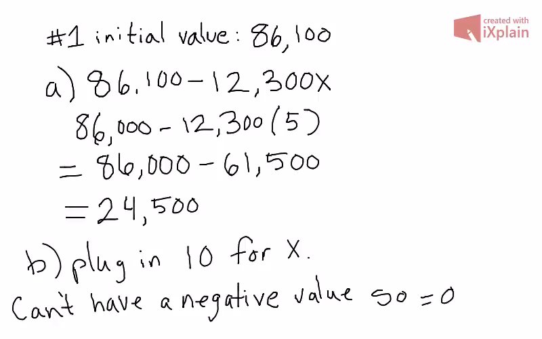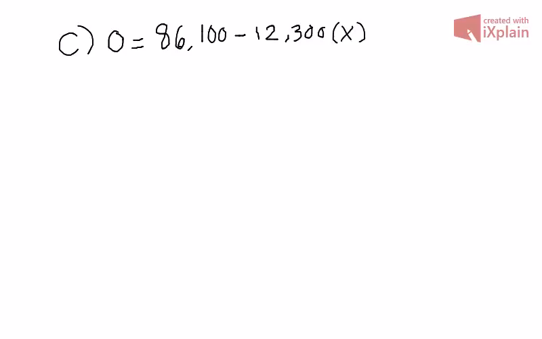Okay. C says, though, when is the car worth 0? Well, we just found out that it's worth 0 after 10 years, but hey, maybe it's worth nothing before then. So let's figure out if it's worth nothing at some point before 10 years. So we plug in 0 here because that's what we want to find out. We want to see when the car is worth nothing. So we go ahead and plug in when it's worth nothing and go ahead and solve for x.